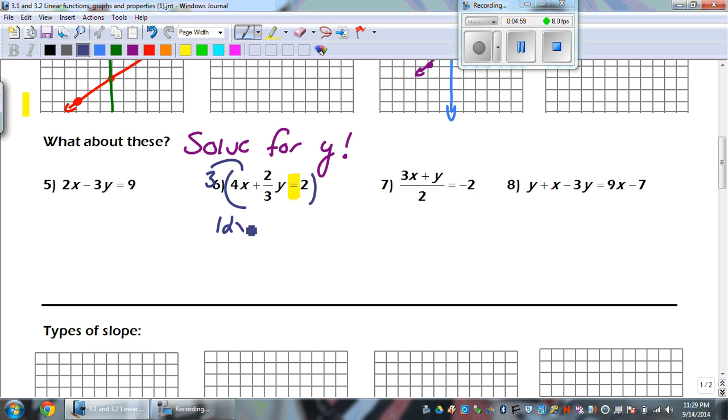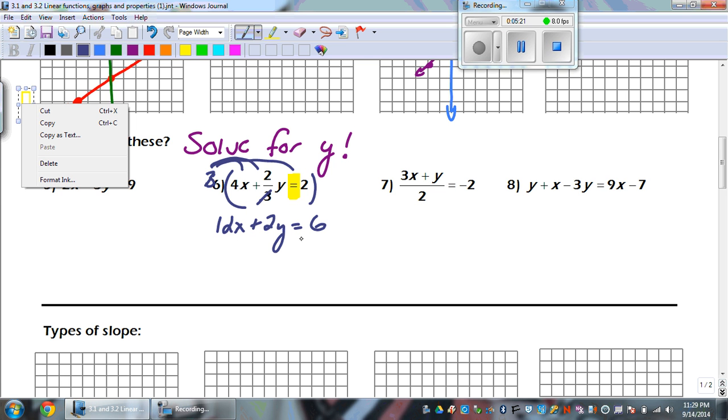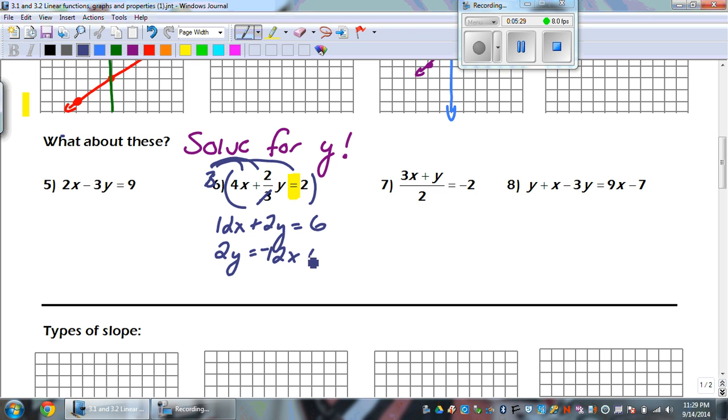So 3 times 4x will give you 12x. Now here, when you multiply, this 3 is in the numerator, this 3 is in the denominator, they end up canceling. So you just get plus 2y equals, and then here 3 times 2 gives you 6. So what you've done now is you've gotten rid of the fractions, so now it's much easier to work with. So still have to solve for y, so I'm going to subtract 12x from both sides, so that'll give me 2y equals negative 12x plus 6, and then to get y by itself I have to divide everything by 2, so y equals negative 6x plus 3.